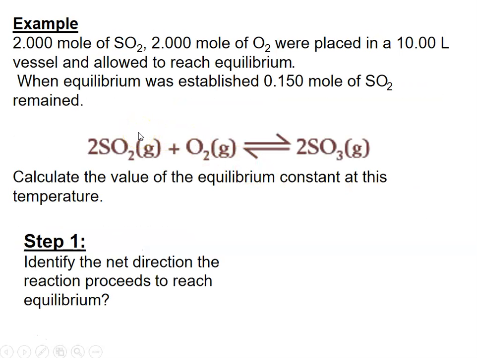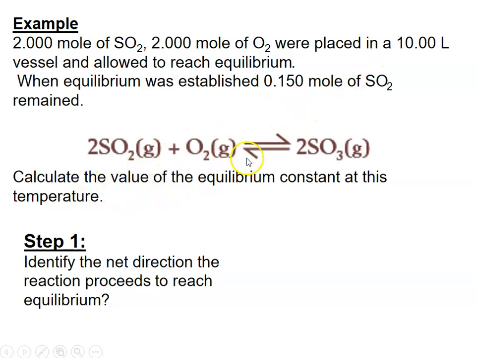So our example is you've got 2 moles, I think this is the old textbook, 2 moles of sulfur dioxide, 2 moles of oxygen, put them together and you make sulfur trioxide in a 10-litre vessel. So you've got some reactants and you put them in the 10-litre vessel, and then when equilibrium was established, you've got this much of that remaining. So calculate the value of the equilibrium constant at this temperature.